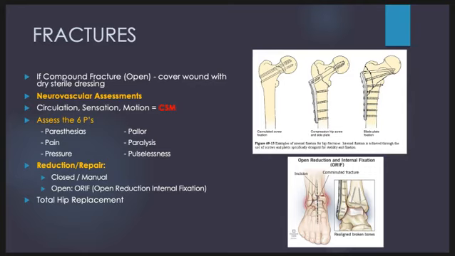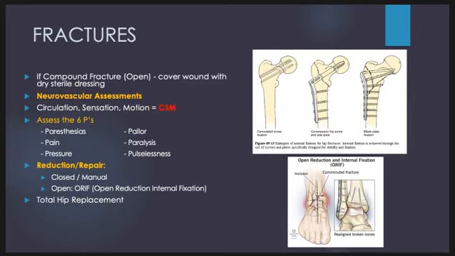Neurovascular assessments are very important because we worry about poor circulation to the distal portion of the extremity. We don't want to lose limbs, right? So again, we must assess CSM, which is circulation, sensation, and motion or movement. We also need to assess the 6 P's, which are paresthesia, pain, pressure, pallor, paralysis, and pulselessness.